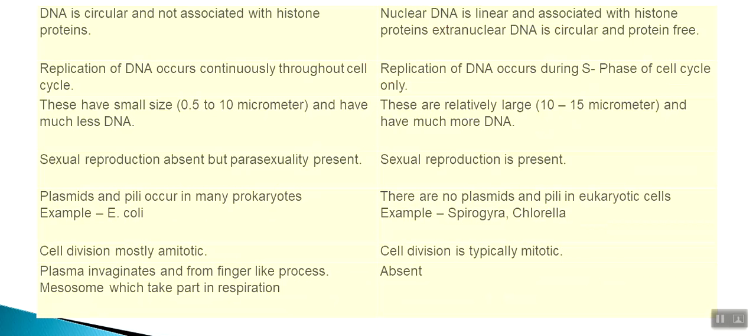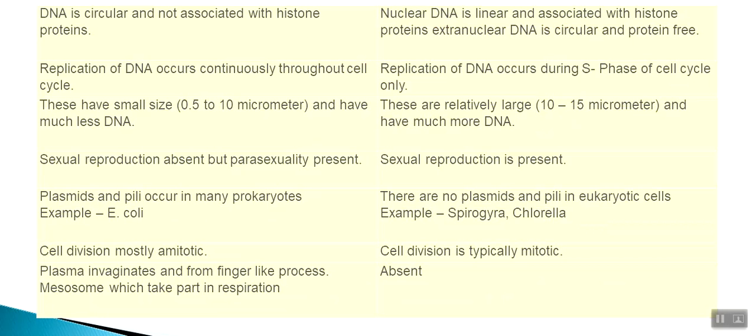DNA is circular and not associated with histone proteins. Replication of DNA occurs continuously throughout cell cycle. These have small size, 0.5 to 10 micrometer, and have much less DNA. Sexual reproduction is absent but parasexuality is present. Plasmids and pili occur in many prokaryotes, example E. coli. Cell division is mostly amitotic. Plasma membrane invaginates and forms finger-like processes, the mesosome, which takes part in respiration.